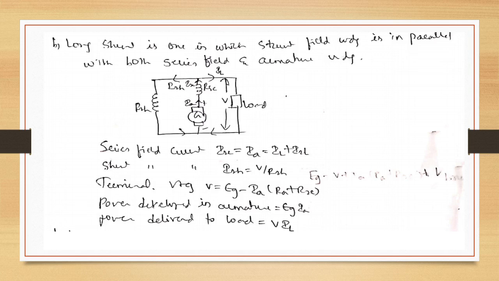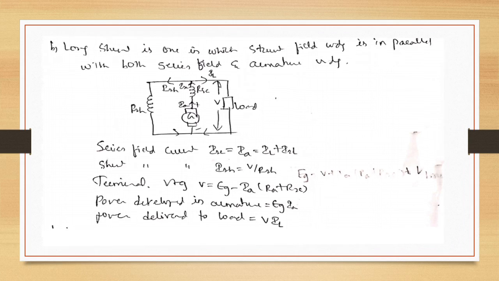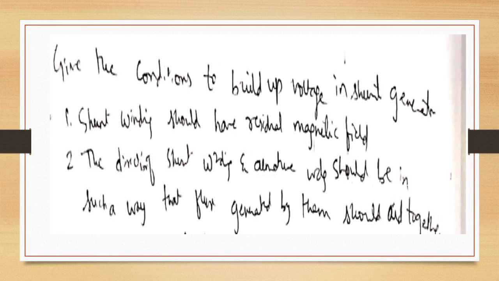See students, all these diagrams, that is separately excited, shunt generator, series generator, compound, under compound, long shunt, short shunt, five diagrams and the equations related to these diagrams you have to remember. In the mid exam I have given short questions. Give the conditions to build up voltage in a shunt generator. So for that question, this is the answer. First one is, what are the conditions to build up the voltage in a shunt generator?